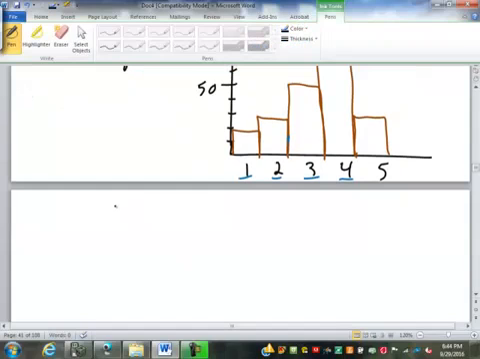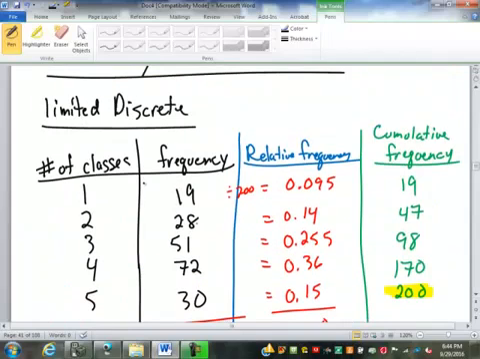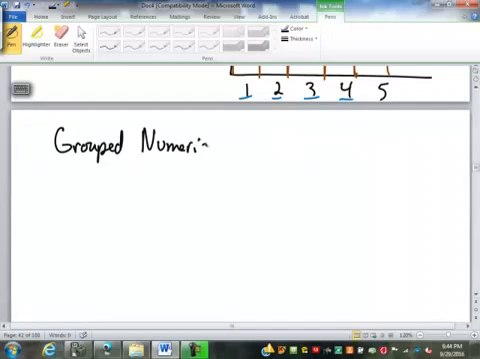We can do bar graphs, or histograms, we could do circle graphs if we wanted to. Circle graphs are generally, though, for the categorical data. So that was discrete and limited discrete. Obviously, if we were counting how many hairs are on your head, we wouldn't be able to list out every possible number there. We'd have to group them. And that's the next thing we're going to be looking at: grouped numerical, quantitative data.